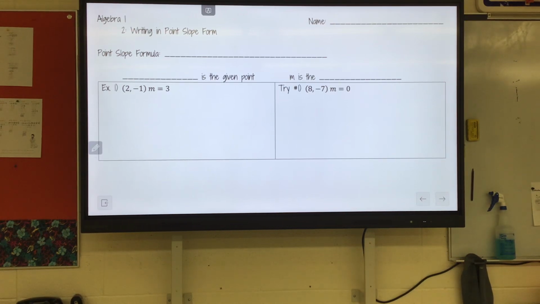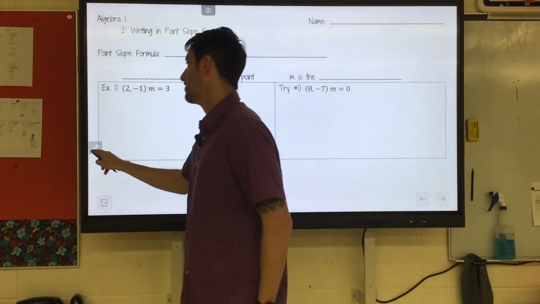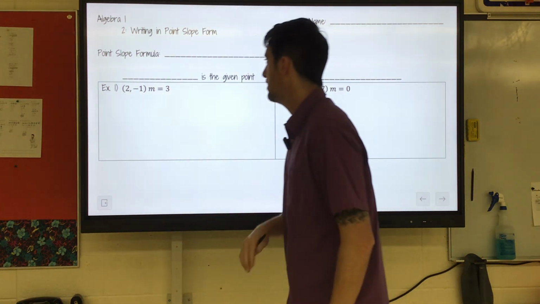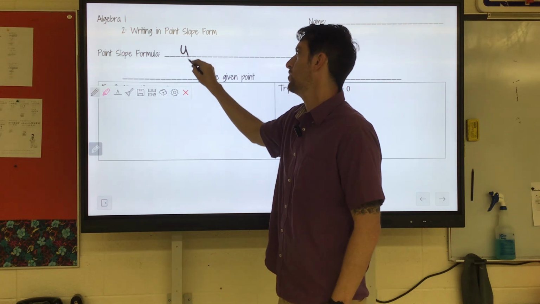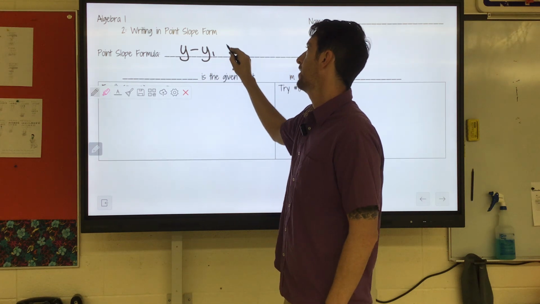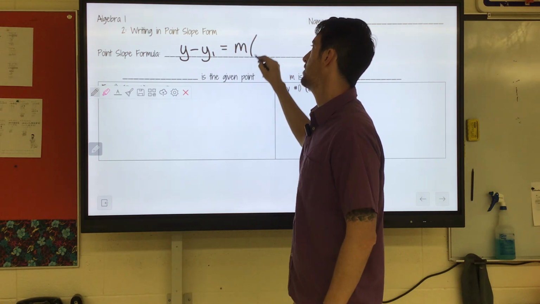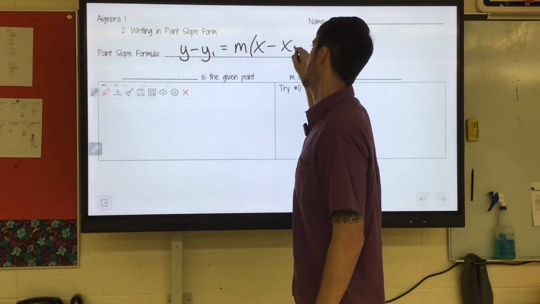We're going to practice writing equations in point slope form. And that's the goofiest form. It's the hardest one for me to remember. But it's y minus y1 equals m times x minus x1.